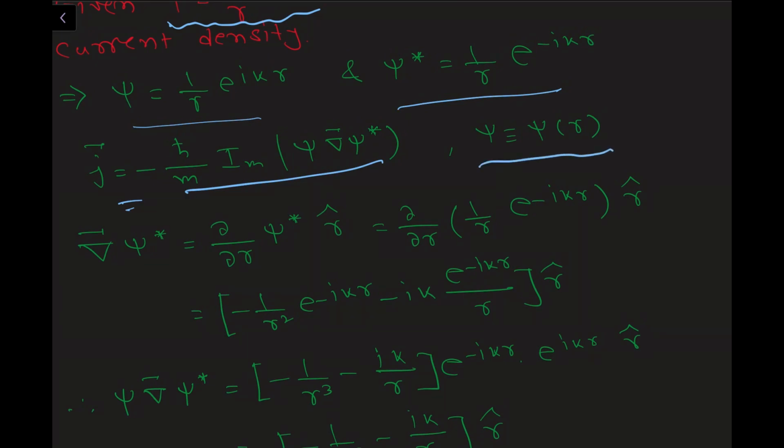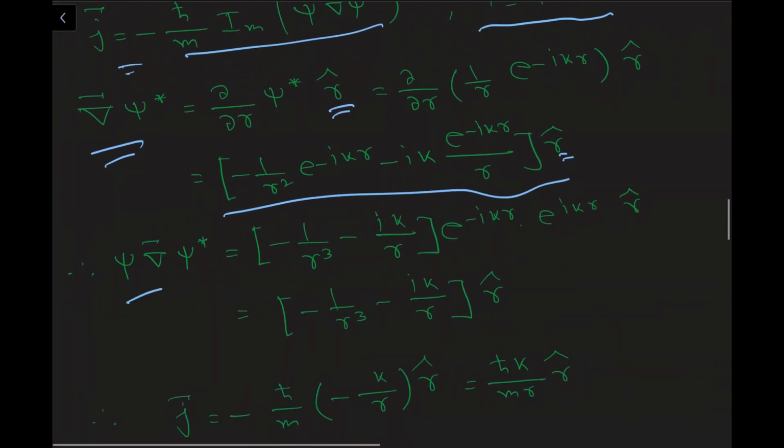Now our wave function psi is a function of r. Now del psi star: the del operator is a vector operator, so we have to take r cap. So del of psi star along r cap, using the chain rule of derivative, gives us minus 1 by r square e to the power minus i k r minus i k e to the power minus i k r by r. We have to keep the r cap vector.